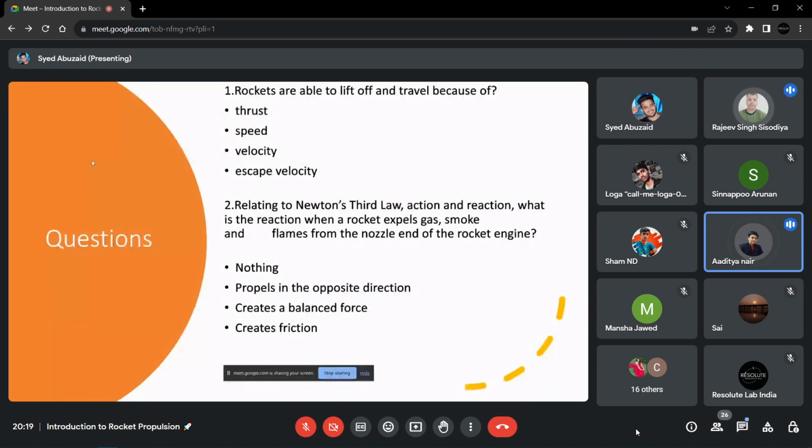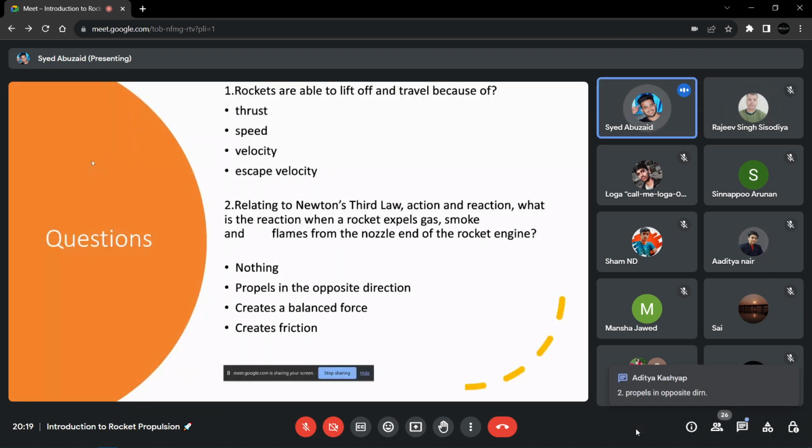Propels in the opposite direction. Okay, propel in the opposite direction. Yes. Okay, your answer is propel in the opposite direction. Anyone else?